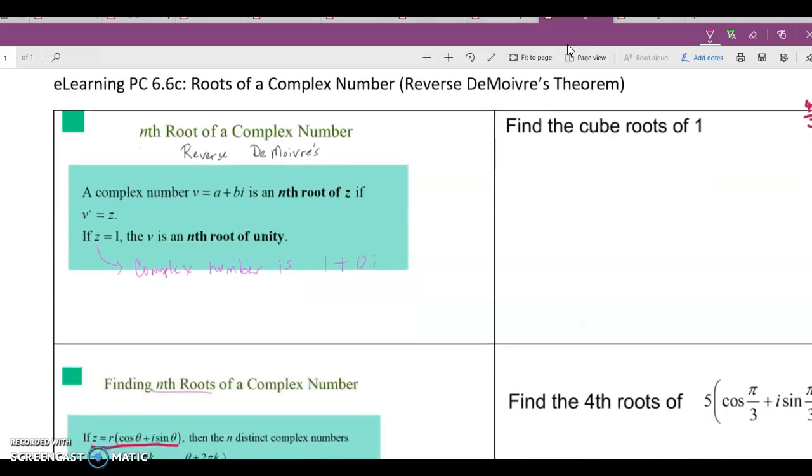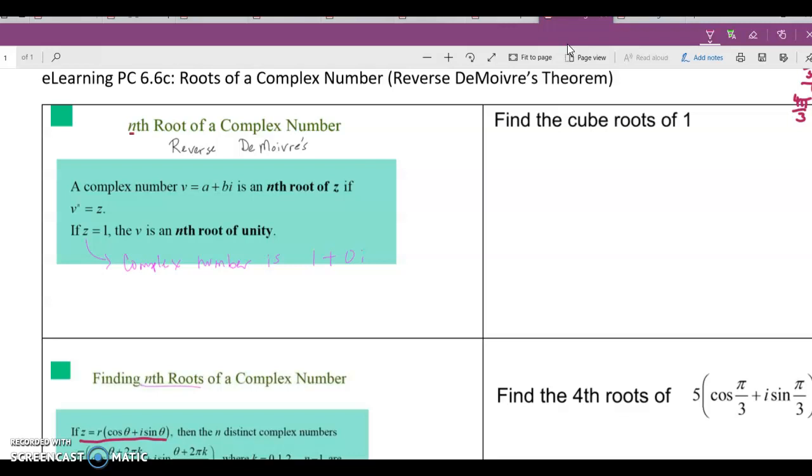So this video is just really going to explain the concept behind nth roots of complex numbers. I'm not sure if we'll get to too many examples, but don't worry, I'll be posting example videos as well. So we're going to be talking about nth roots of a complex number, okay? Basically, we're reversing what we did yesterday, which was de Moivre's theorem, okay?